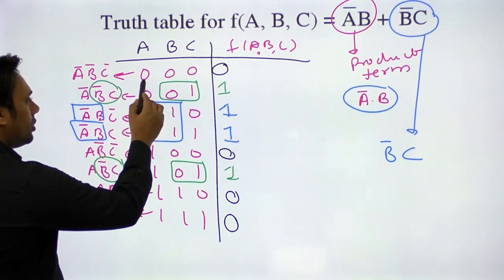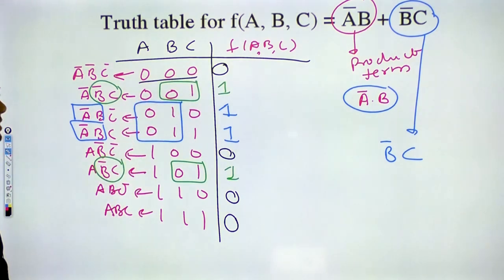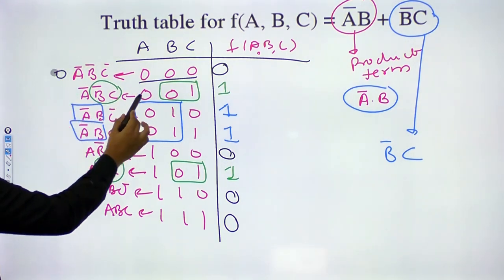For example, the combination is 000. So 000 is associated with the decimal value 0.